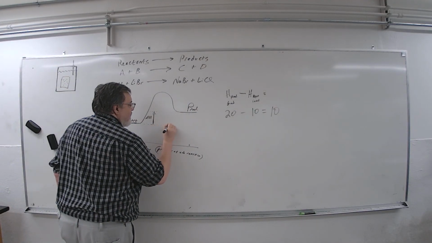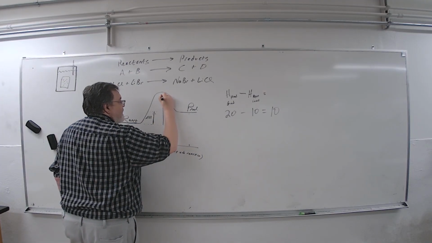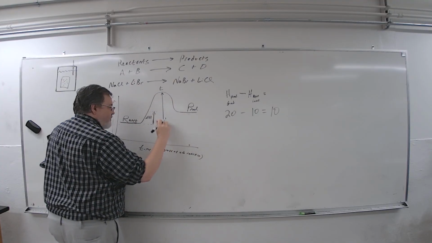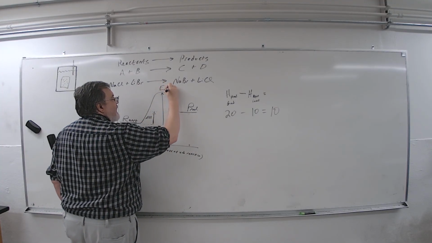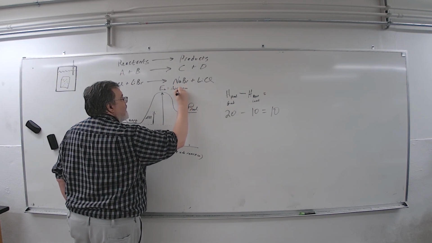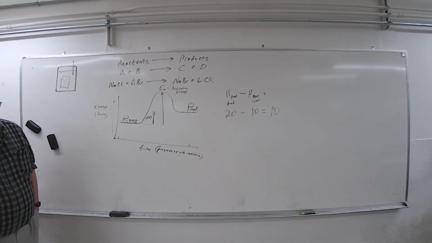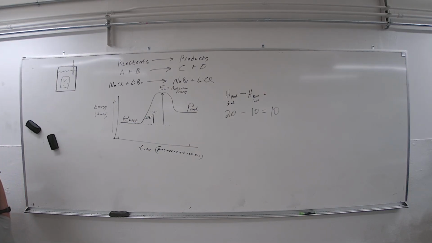This, the difference between the reactants and this peak. This distance, it's measured in energy. We call it EA, and that's called activation energy. The reaction won't go unless you give the activation energy in.